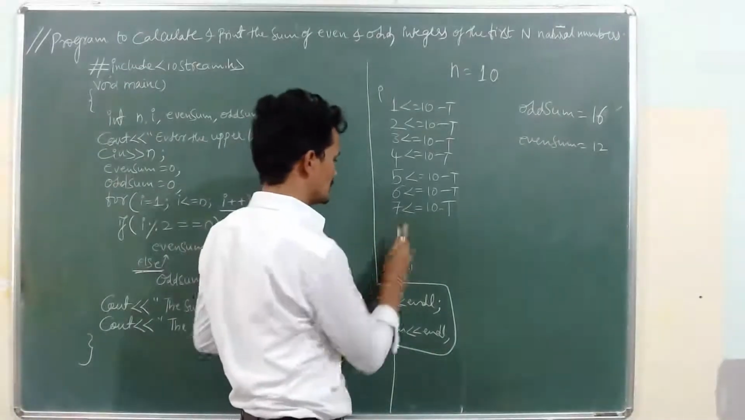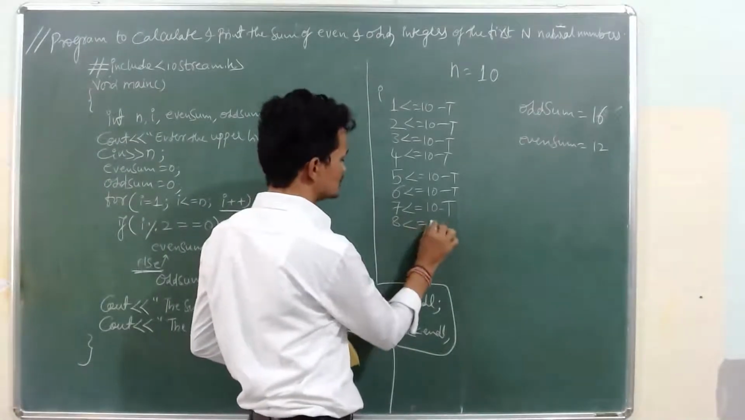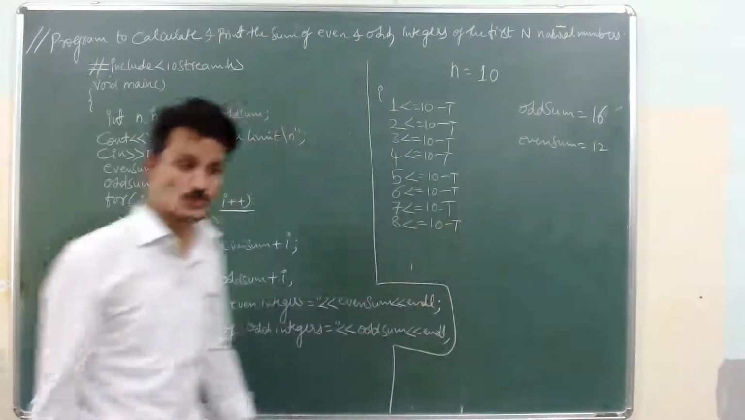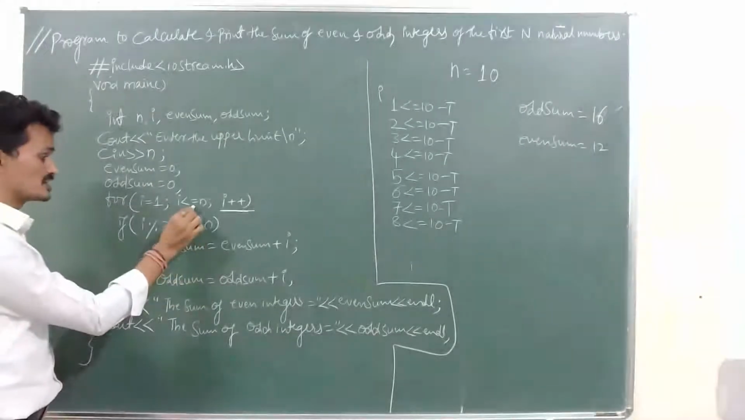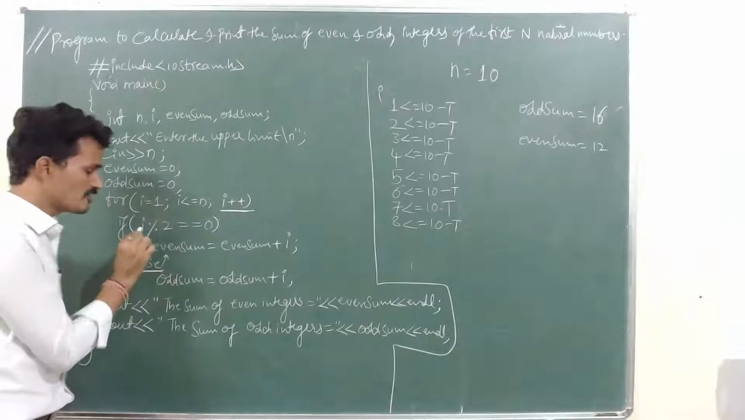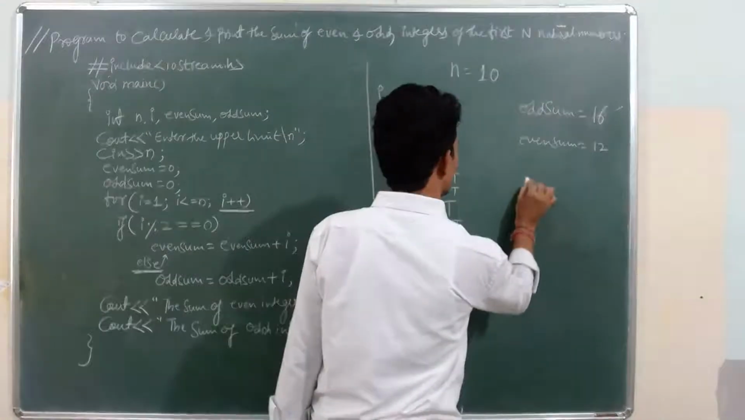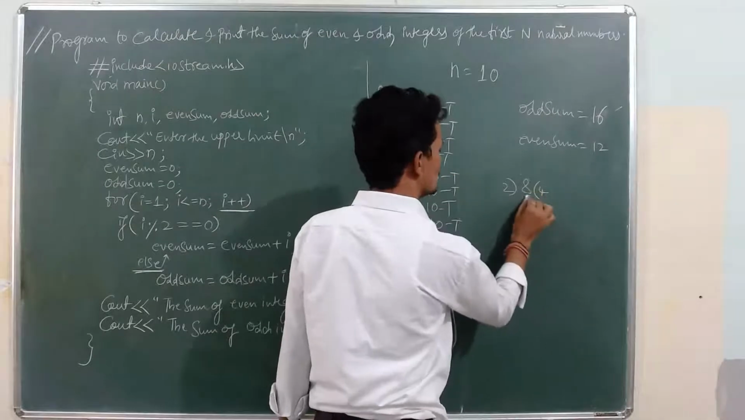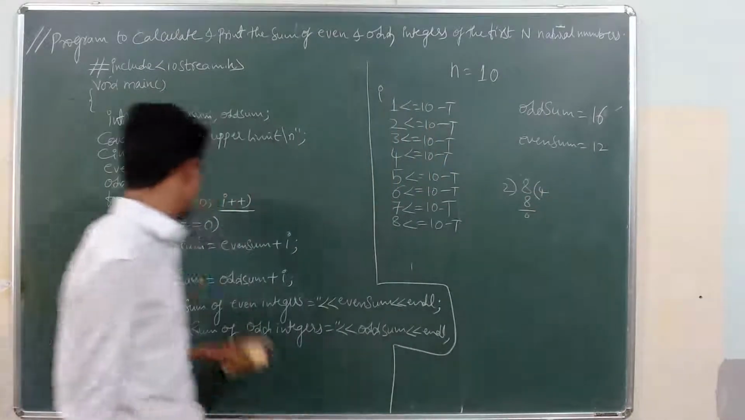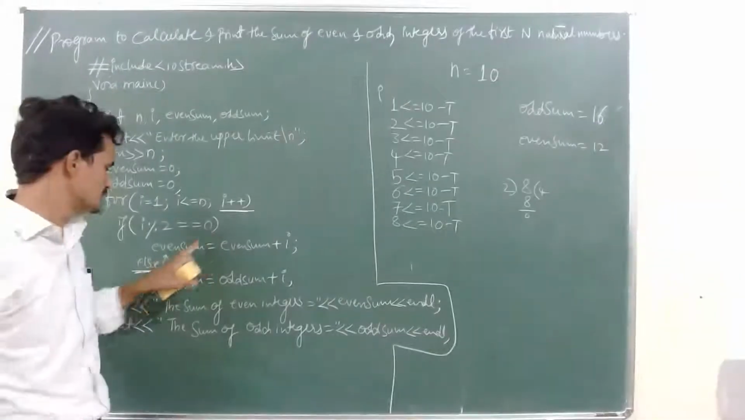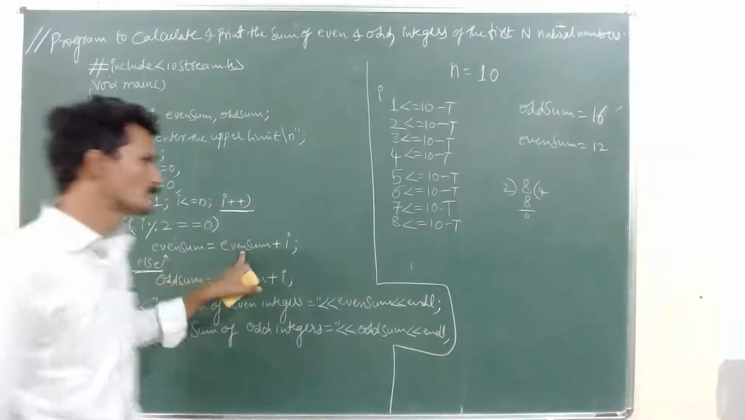It becomes now 8. 8 is less than or equal to 10. Condition is true. When this condition is true, it comes here. If I mod 2, what is the value of I? I is 8 mod 2. 2 4s are 8. Remainder is 0. 0 is equal to 0. Yes, it is true. True means even sum is equal to even sum plus I.